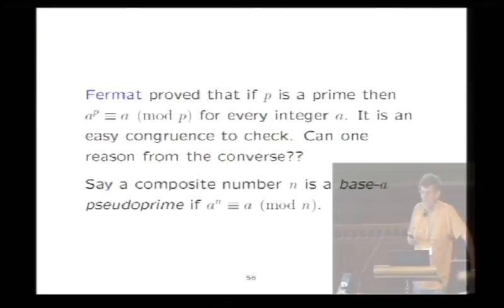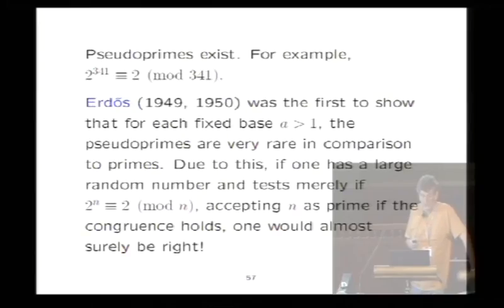And the question is, can you turn it around? If a to the p is congruent to a mod p, must p be prime? Say a counterexample to the converse is a pseudoprime. So a composite number n with a to the n congruent to a mod n is called a base a pseudoprime. It'd be nice if they didn't exist, but they do exist.